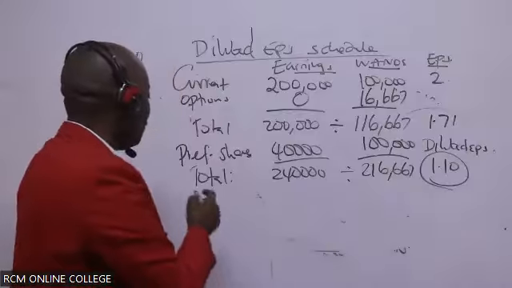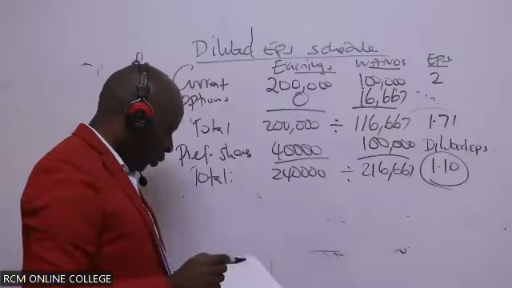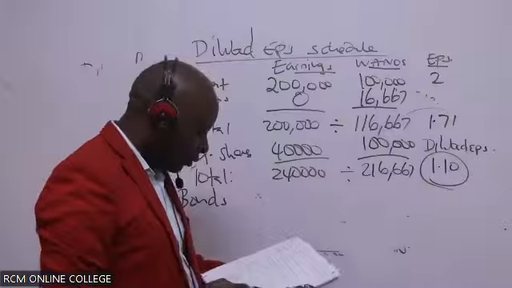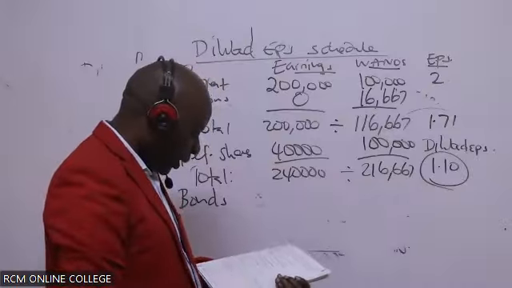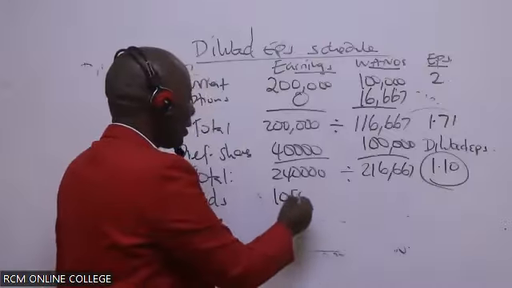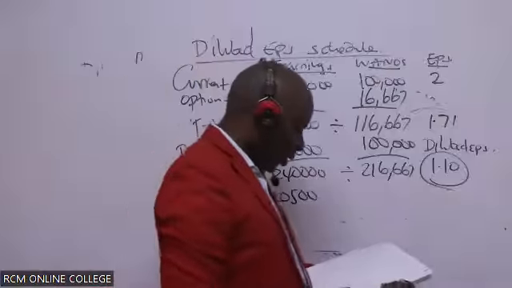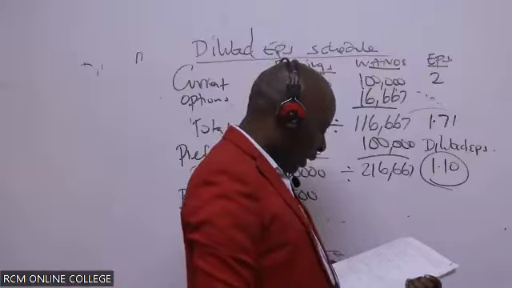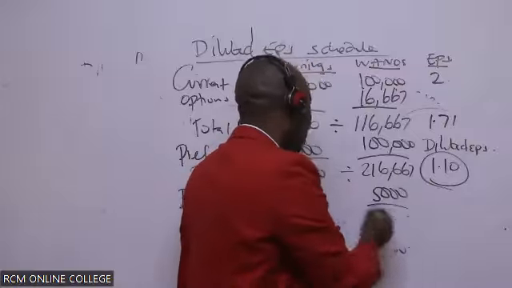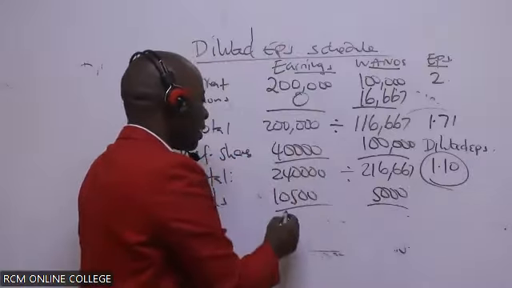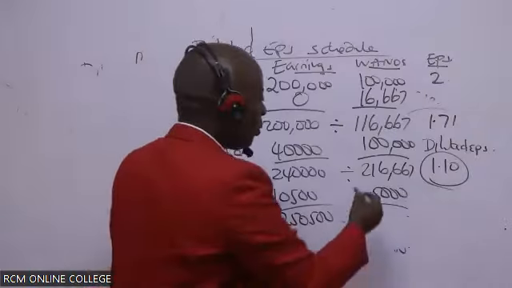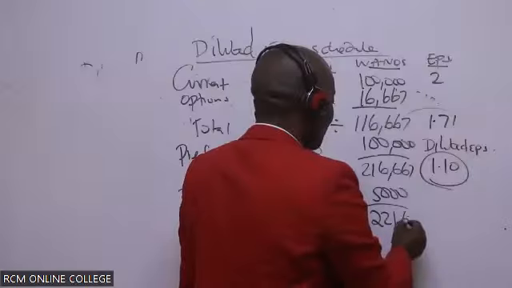But if you bring, for example, bonds, if you try bonds, are you able to give me the earnings of the bonds? Was it 10,500? And then the shares were how many? 5,000, yes. Please give me that. You will see this thing rising. So when you add, this will be 250,500. This will be 221,667.